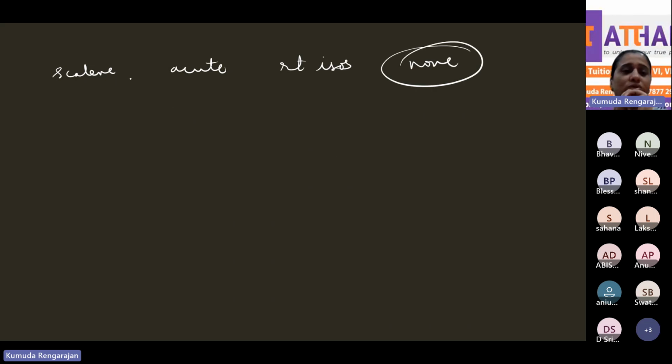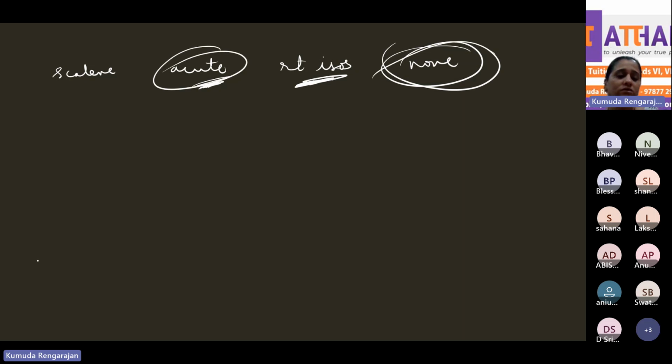Otherwise, see, supposing these options are given: scalene triangle, then acute triangle, then right isosceles, and supposing it's given none of these. Probably we'll go with none of these because it's not scalene, you feel two sides are equal. Or maybe you'll say it's acute. If you feel it's acute, you will think it's not right isosceles. So maybe you will go with none or acute, but it is right isosceles.